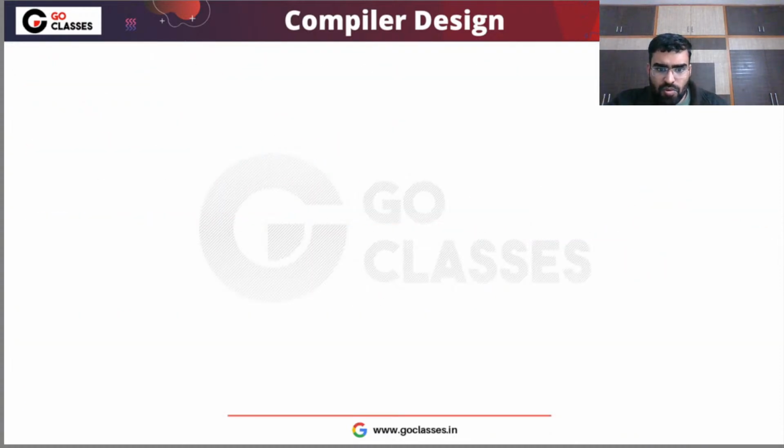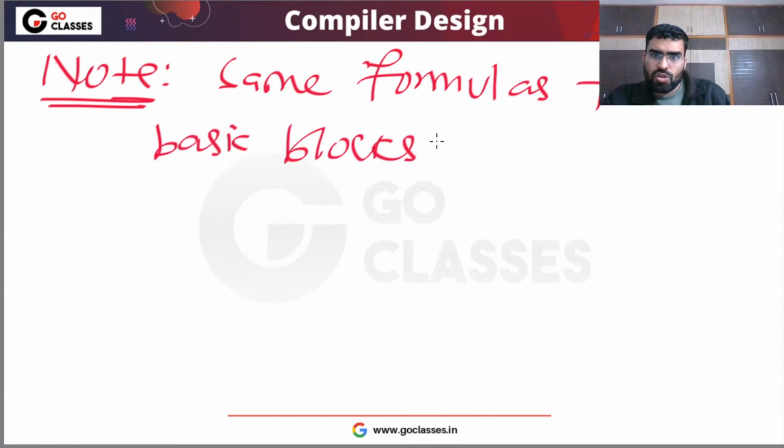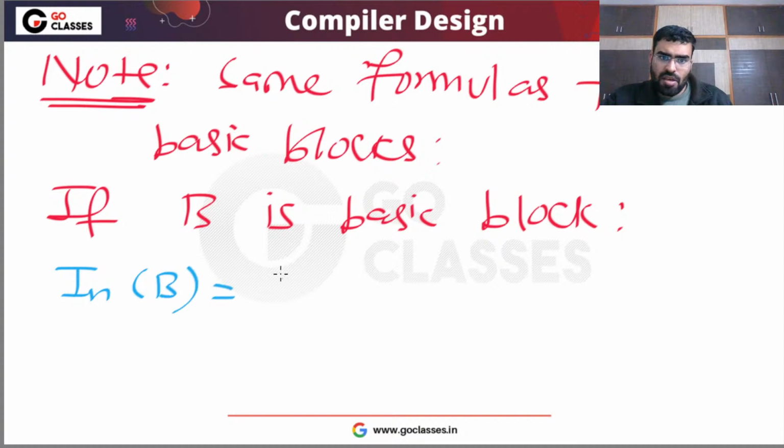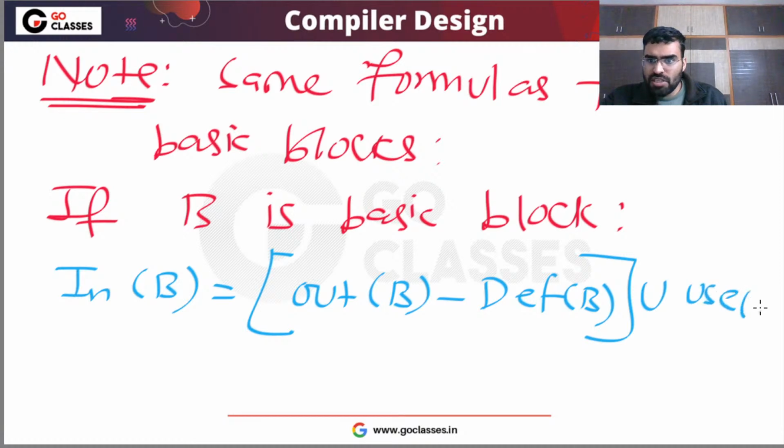Again the same thing will happen. The same formula will work for basic blocks. So if B is a basic block, then what is the in of B? In of B will be out of B minus what you are defining in B, union what you are using in B.